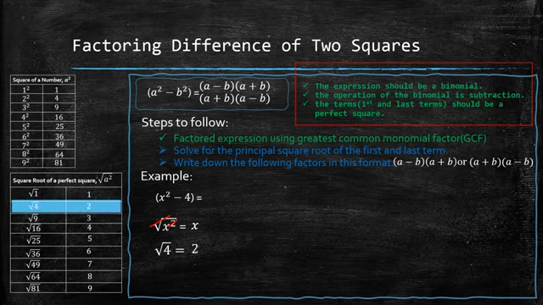So this is now the step 2. Solve for the principal square root of the first and last term. Meaning the square root of x squared is x, the square root of 4 is 2. So check na ta sa second step.